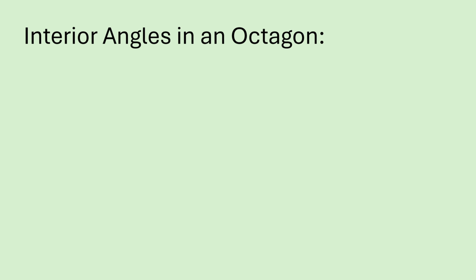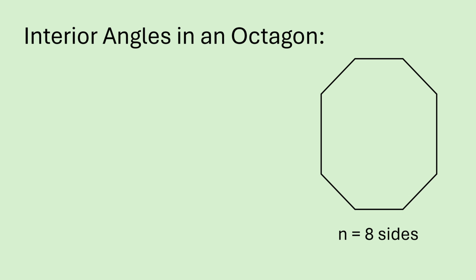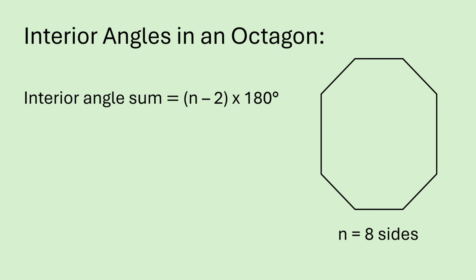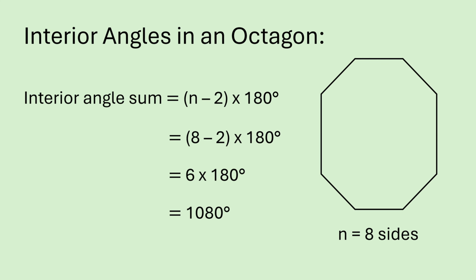Next, interior angles in an octagon. This is the octagon and here n is equal to 8 sides. This is the formula for the interior angle sum of a polygon. As we know, n is equal to 8, so it is 8 minus 2 multiplied by 180 degrees. The final answer is 1080 degrees. It is the interior angle sum in an octagon.